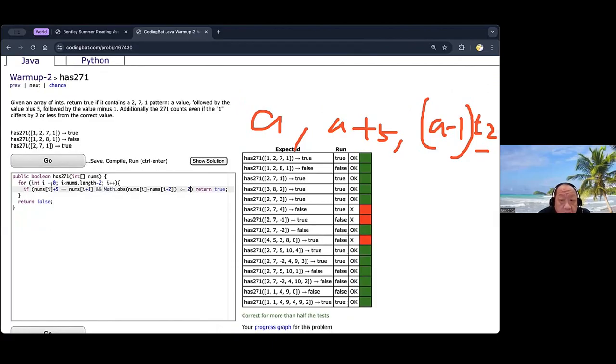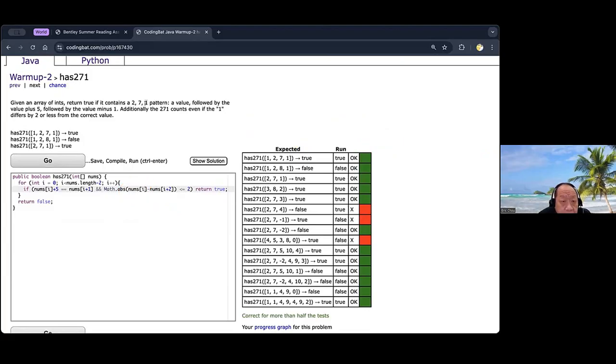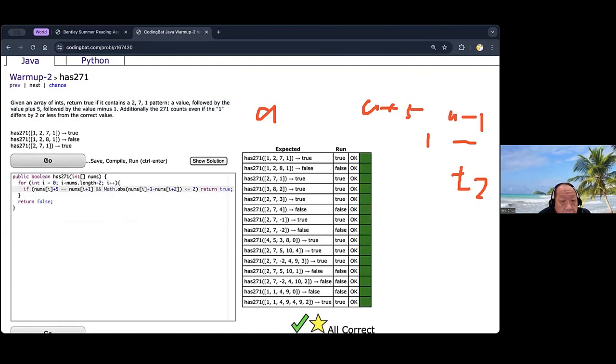You do not consider the a minus 1. Where is the a minus 1? It's a plus 5 and a minus 1 pattern, but this one needs to be plus minus 2 range. Minus 1. Read the problem carefully. You are not reading it carefully.